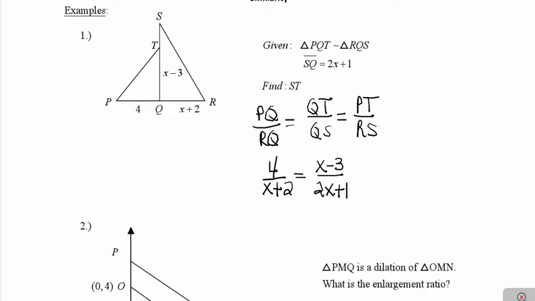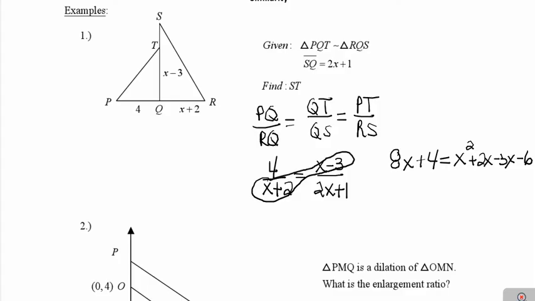So next step would be to go ahead and cross multiply. When I cross multiply, I get 8x plus 4 is equal to x squared plus 2x minus 3x minus 6. Don't forget when you have something like this, a binomial times a binomial, you have to FOIL it. That's one of the biggest mistakes that I see, people not FOILing. So now from here, since it's a quadratic equation, let's get all of our variables on one side of the equation and combine some like terms.